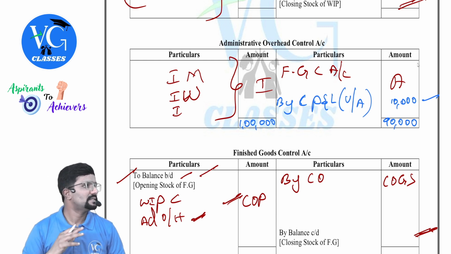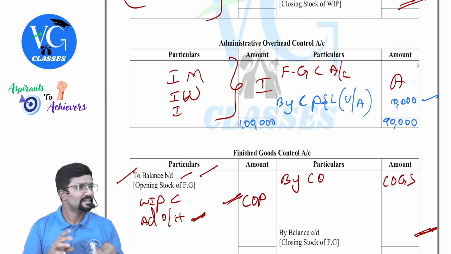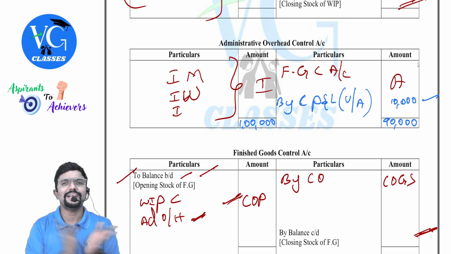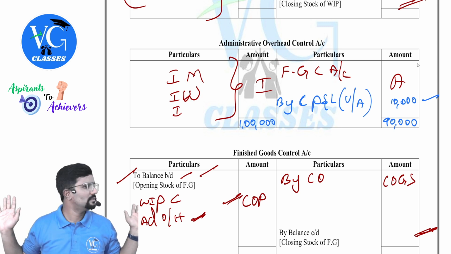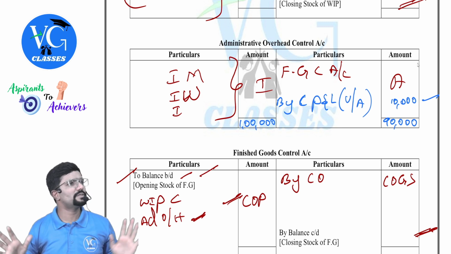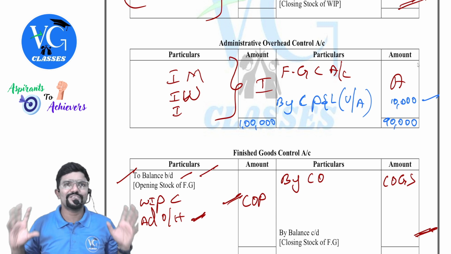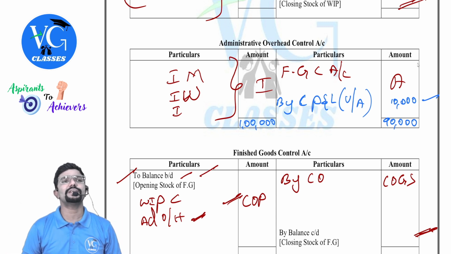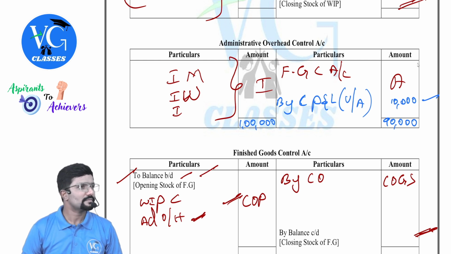Whereas over absorption will appear on which side? Credit side. These three accounts can have anything. Clear? See, if debit and credit is matching, no under, no over. Clear? Sir, incurred is equal to absorption. No problem. But if it is not matching, definitely it will lead to what, guys? Under absorption or over absorption. Is that clear? Clear? Yes, sir.